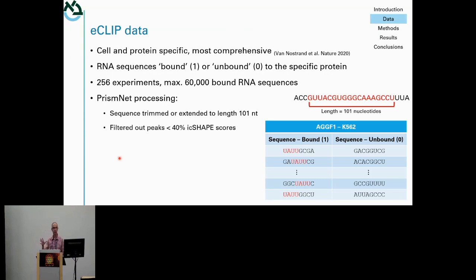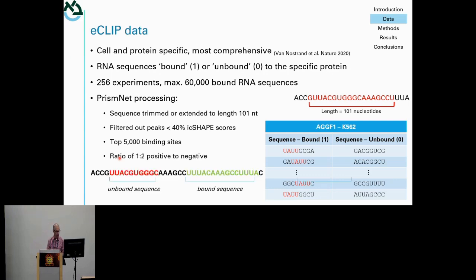In addition, we filtered out sequences where the icSHAPE measurements, which I will show soon, the experimentally measured structure, were less than 40% of the sequence. We kept only the top 5,000 binding sites following this filtering, and then we added negative examples in a ratio of 1:2. So most of these data sets for each RBP and cell type would contain 5,000 positives and 10,000 negatives. There were some cases where the number of positives was smaller, but then the ratio was still 1:2.